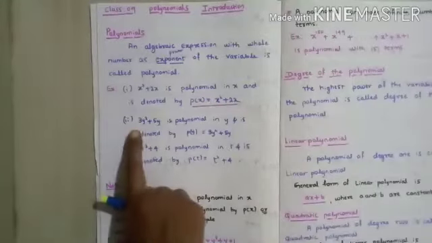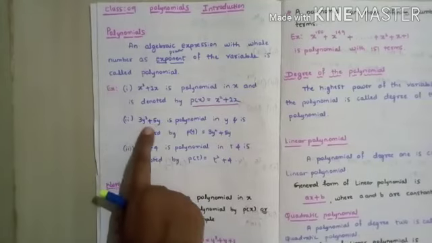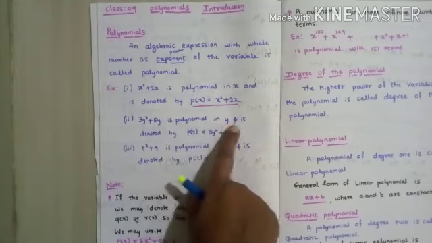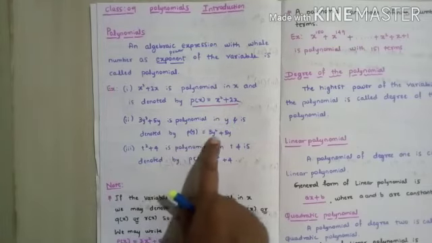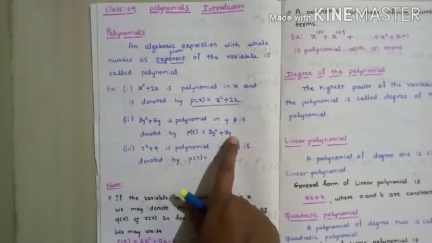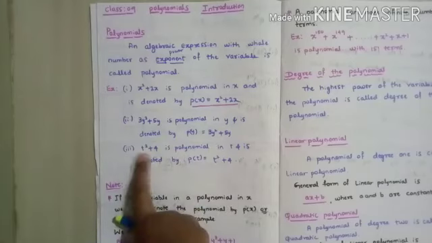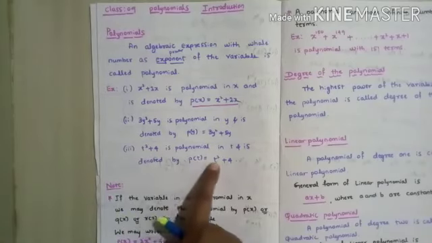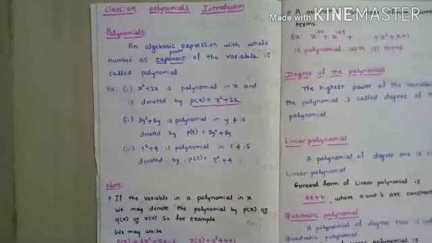This is example 1. Example 2 is 3y square plus 5y, which is a polynomial in y and is denoted by P of y equal to 3y square plus 5y. The third one is t square plus 4. Here the variable is t, so we use P of t equal to t square plus 4.